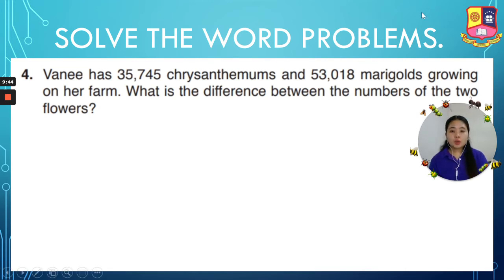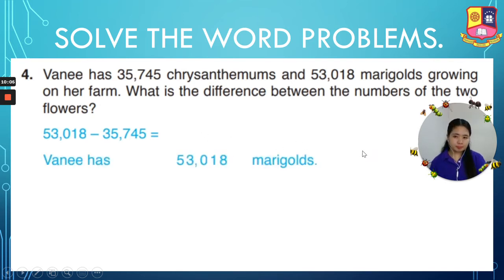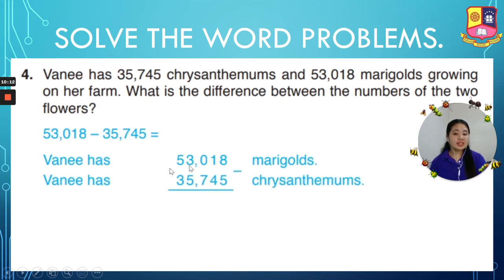So okay, chrysanthemums has 35,745 and marigolds is 53,018. So we have to subtract the two. So 53,018 minus 35,745. Okay, so let's see. Vanny has this one, that is the marigolds, and Vanny has this one for chrysanthemums.